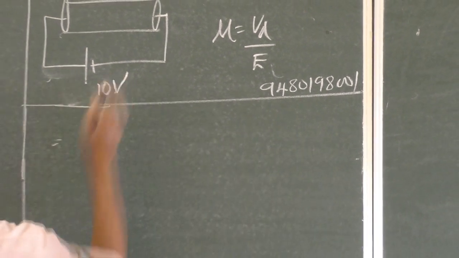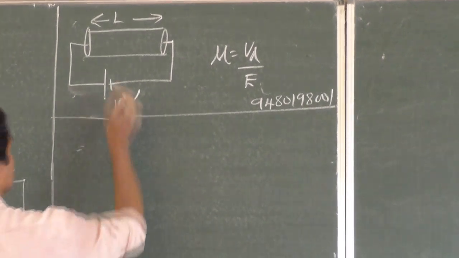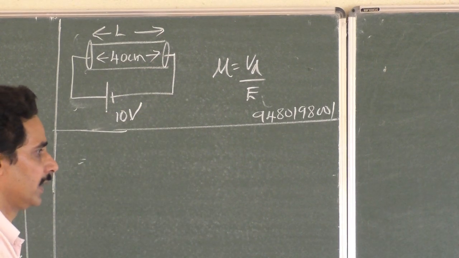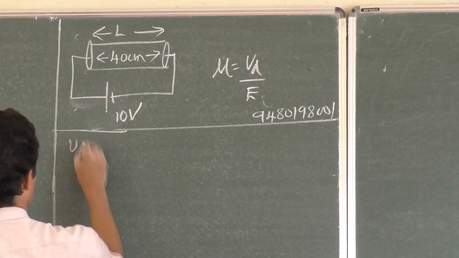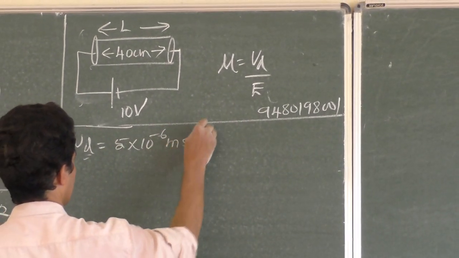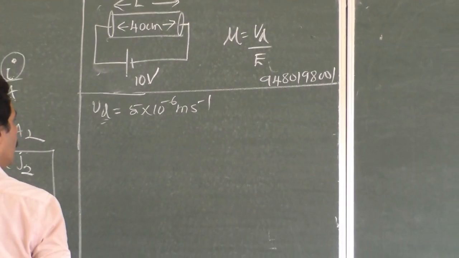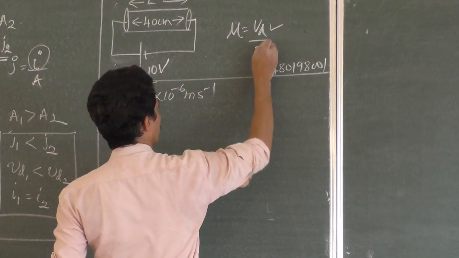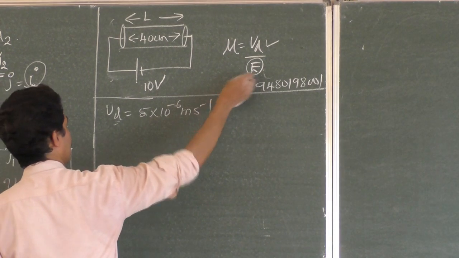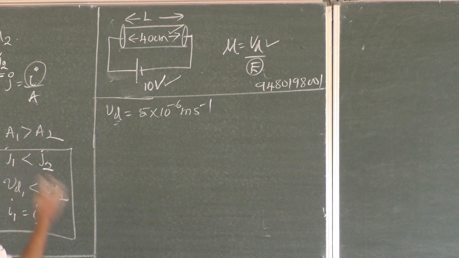Okay, suppose this is 10 volt, and what else is given? 40 centimeter, length is 40 centimeter. Okay, what else? Mobility of the electron, drift velocity is given. If the drift velocity is 5 into 10 to the power minus 6 meters per second, what is the mobility? Now, you have been given V_D, but you have not been given E. Do you have any electric field relation which can be obtained using this and this, which can be used to obtain the value of electric field E?